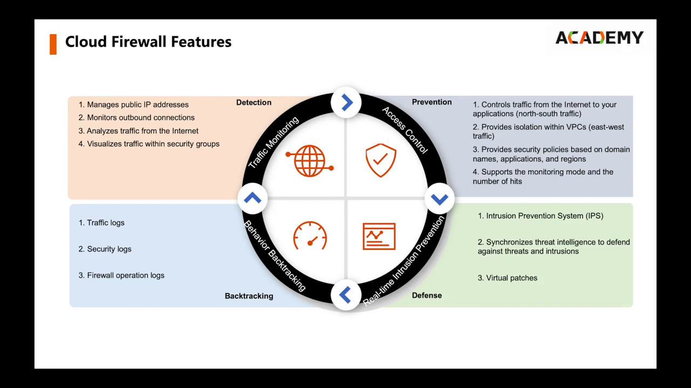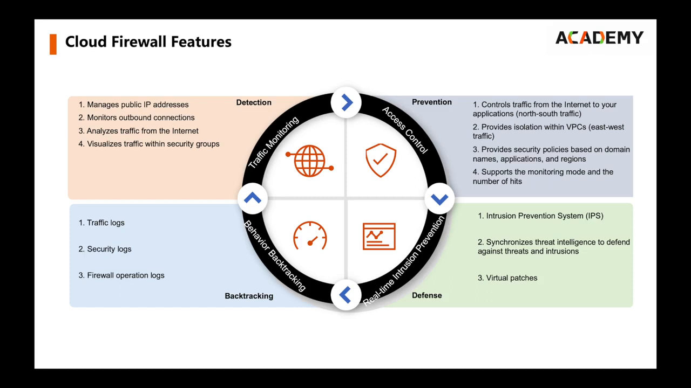So Cloud Firewall features break down into roughly 4 categories. There's prevention, defense, backtracking, and detection. Prevention is all about access control, controlling traffic flow to and from the internet, and isolation between VPCs within your cloud environment. We also provide security policies based on domain names, applications, and regions, which you can apply for access control. Then under defense, there's intrusion prevention. So there's a built-in intrusion prevention system. And then there's virtual patching as well. So there's the ability to apply a temporary patch in the event that there's a new vulnerability out that there's no official patch for yet.